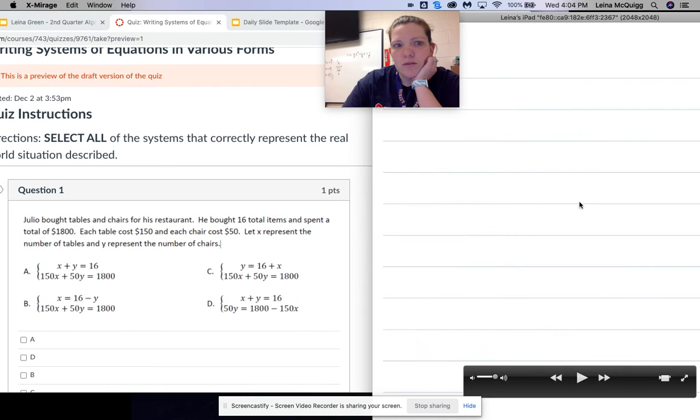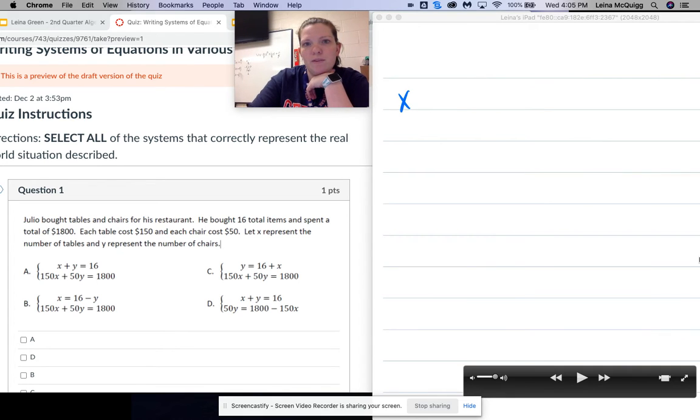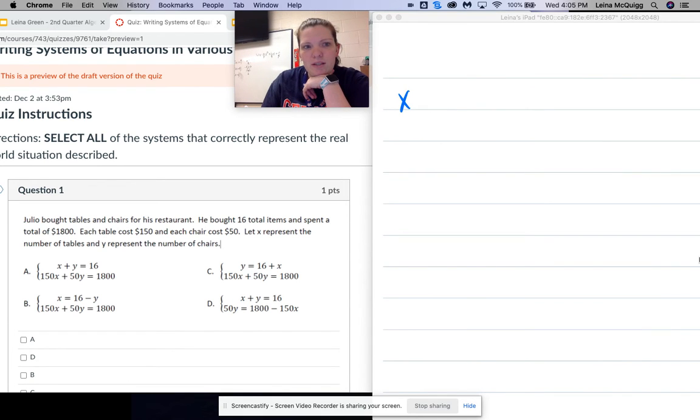All right, so Julio bought tables and chairs for his restaurant. He bought 16 total items and spent a total of $1,800. Each table cost $150 and each chair cost $50. Let X represent the number of tables, so X is the variable for the number of tables. And Y represent the number of chairs.